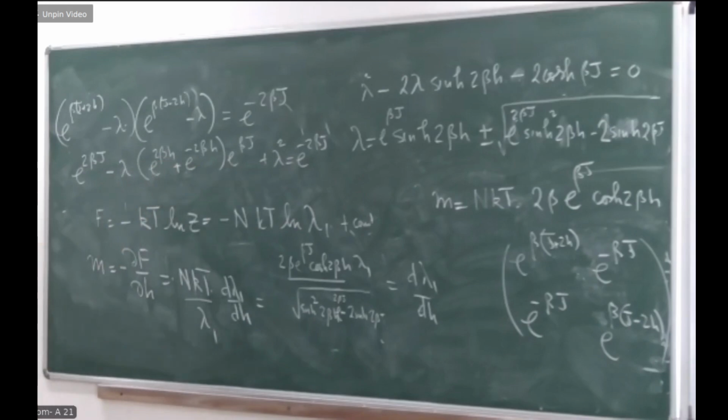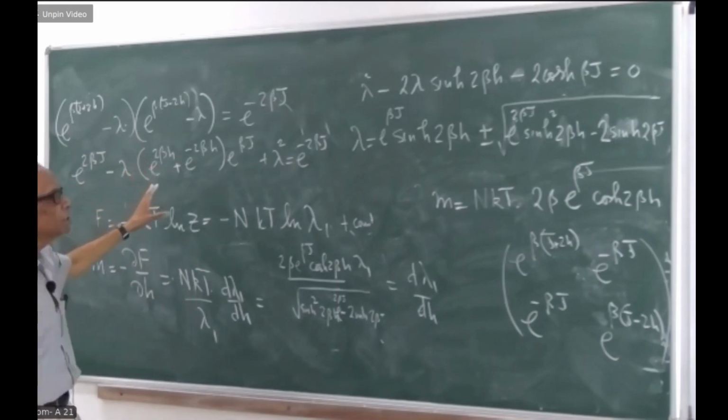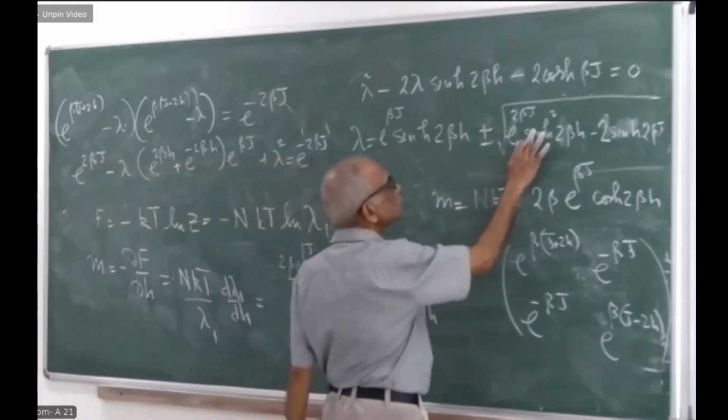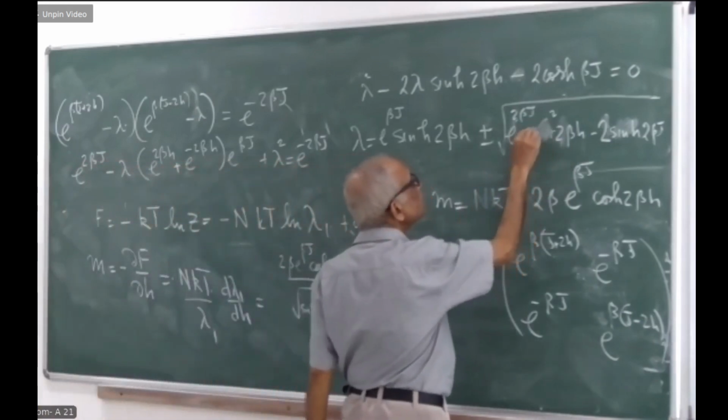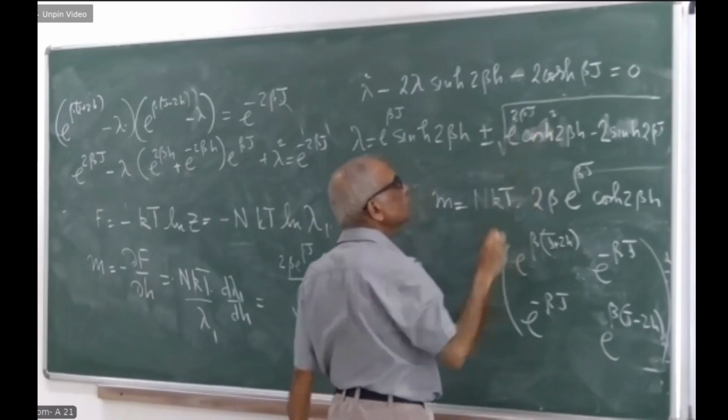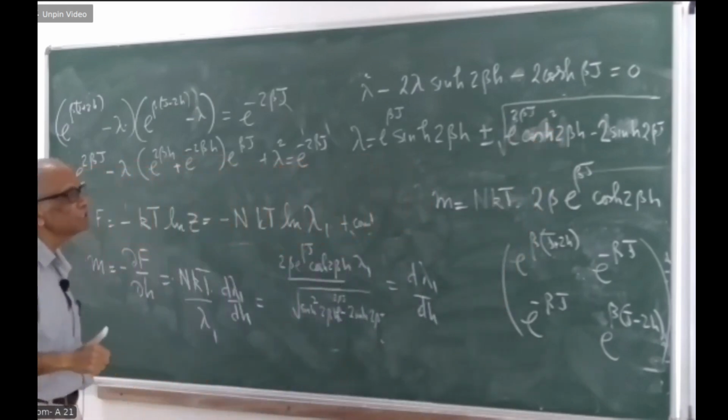So e to the power 2 beta j minus lambda, and then it is this plus this. So this becomes a cos, so now this is cos. Sorry, thank you. So this becomes a cos hyperbolic. Everything else is unchanged.